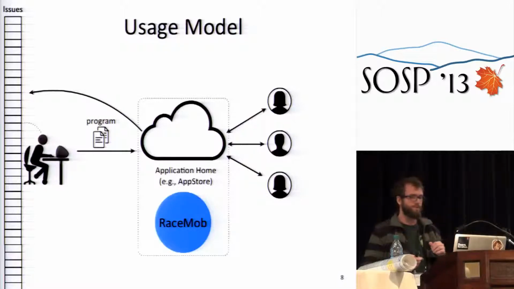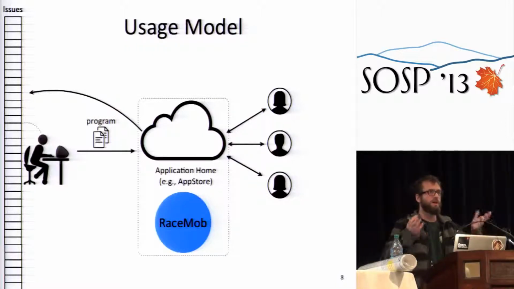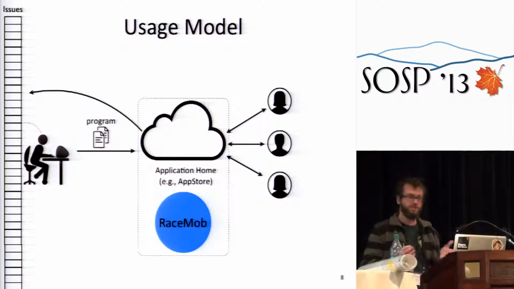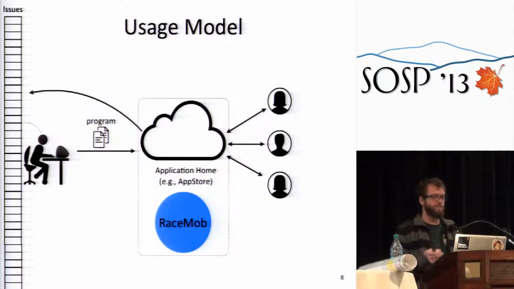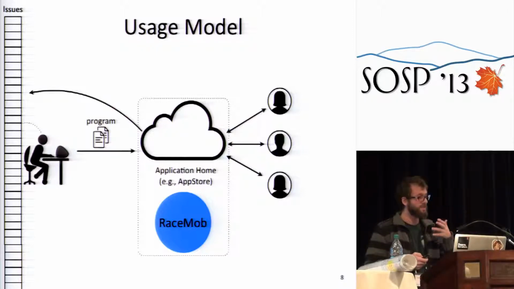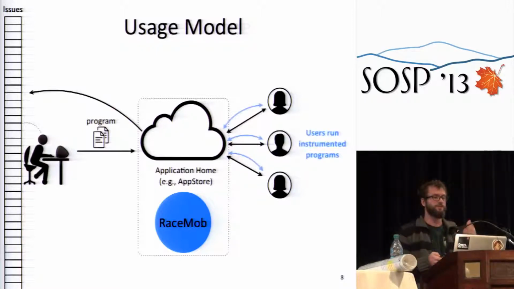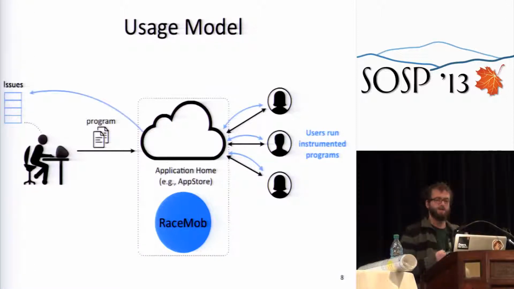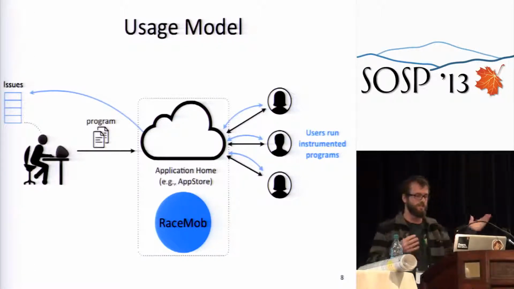Developers again upload the program to the application home. However, then RaceMob instruments the program with instrumentation around potentially racing accesses determined through static detection. The users use the program as they would use the uninstrumented one while performing data race validation. The instrumented programs report detected races back to RaceMob, and RaceMob produces the list of tagged issues.